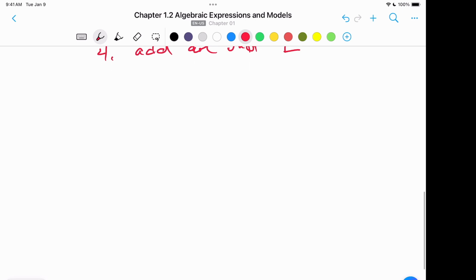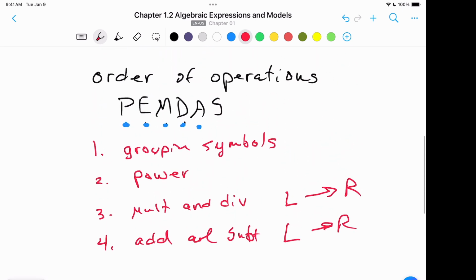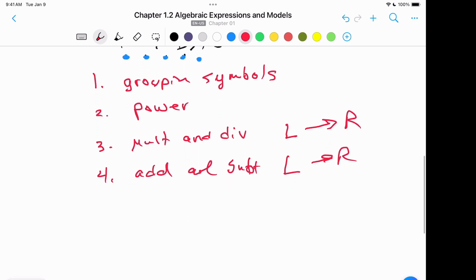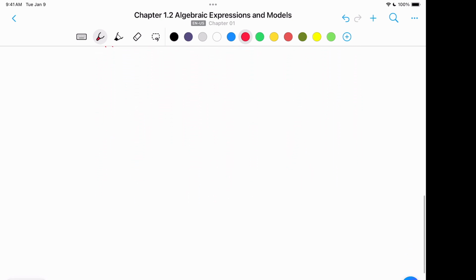Now let me slide this up. Just pause the video right now and write down your notes as you see them. We're going to go ahead and continue on, and we're going to talk about evaluating powers.